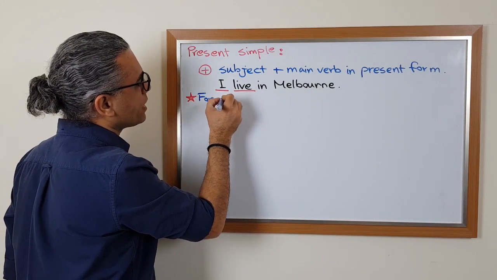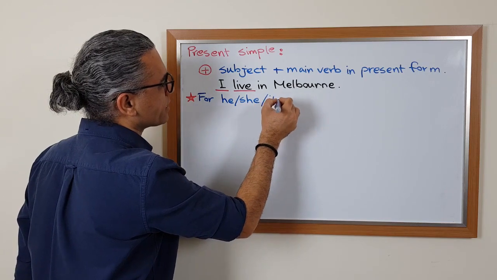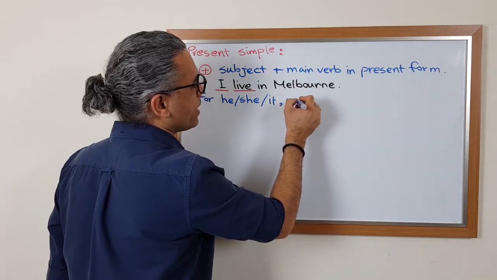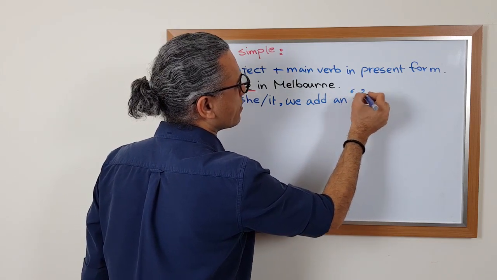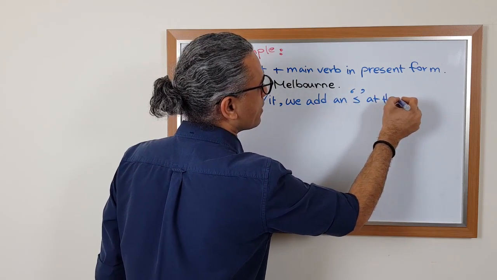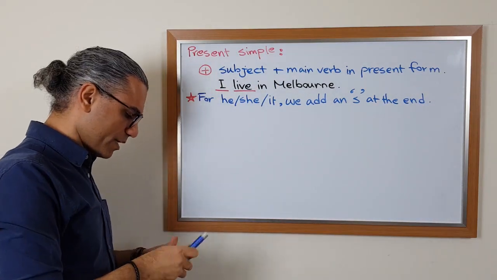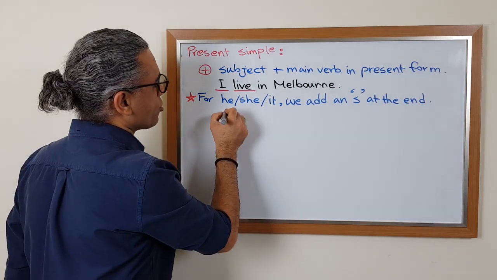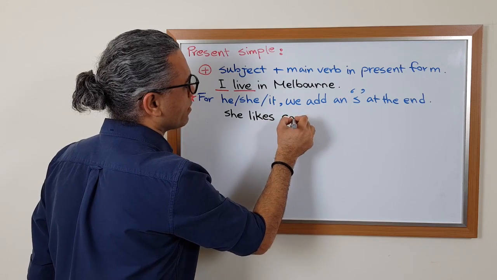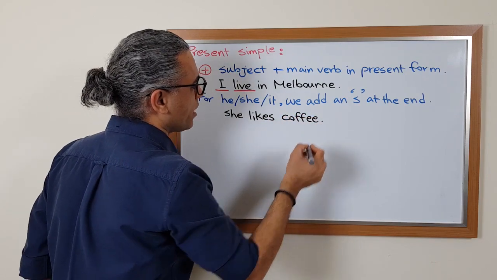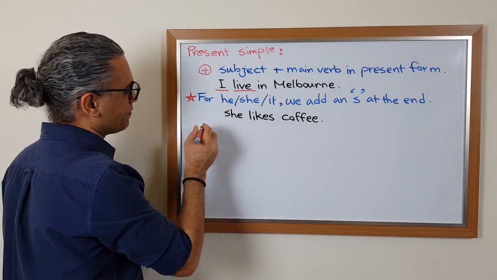For he, she, and it, we add an S at the end of the verb. For example, she likes coffee. Another point.